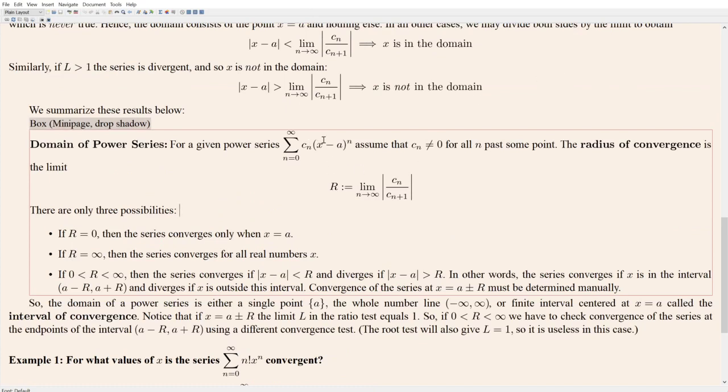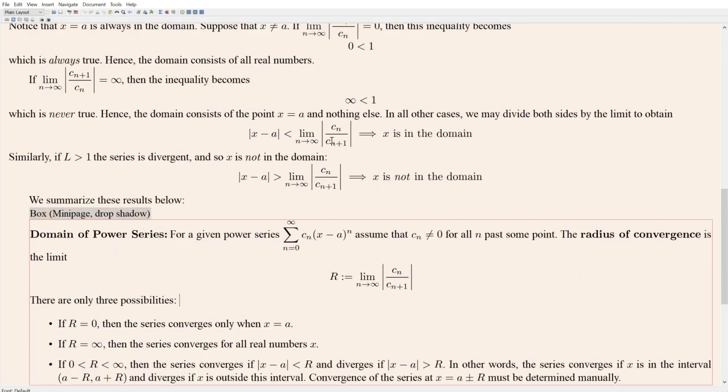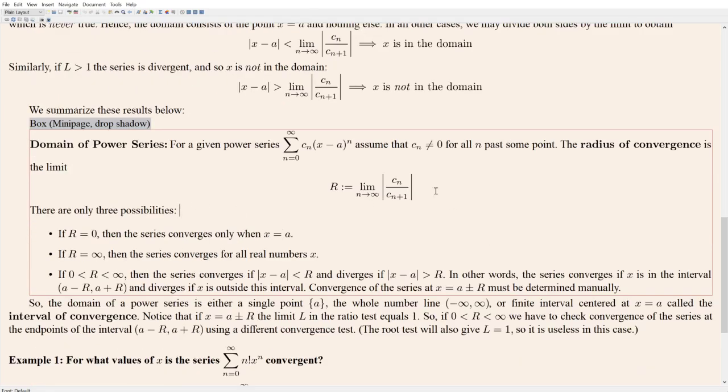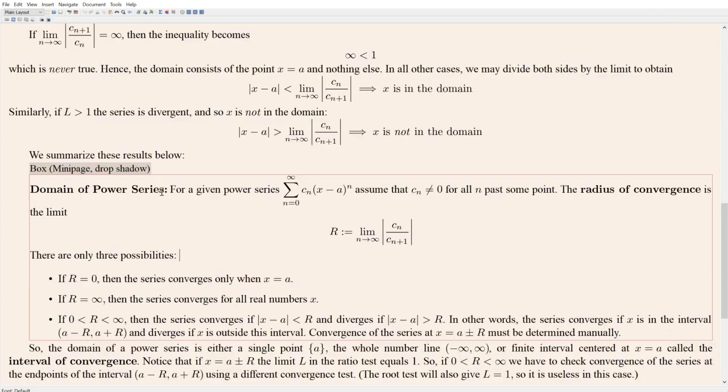So you're given a power series, and suppose that the associated sequence never takes on the value 0. Well then, we can define this quantity, and that's going to be called the radius of convergence. So notice this quantity is the same one from up here. And why did I have to say that the c sub n's are not 0? Well, because if the c sub n's are ever 0, then we end up dividing by 0 here, which is a no-no.